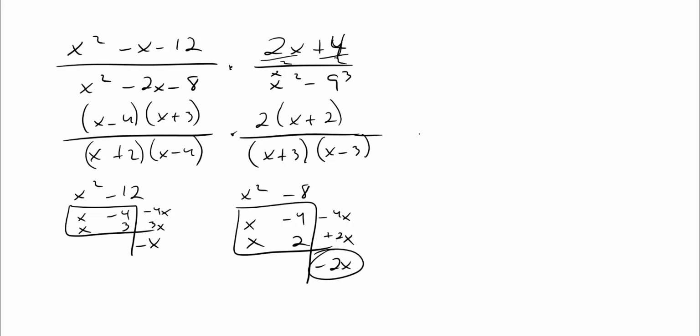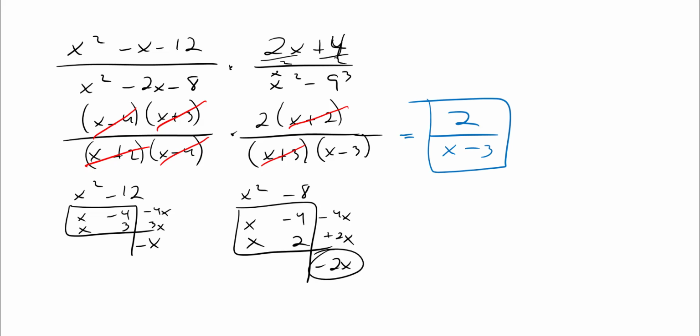So anything you can cancel from the top with the bottom, you do that. So let me look here. I have an x plus 2, so that's out of here. I have an x plus 3. Oh, that's good. Oh, I have an x minus 4. Sweet! So everything's gone except that 2 on top. So that's equal to 2, and on the bottom is just x minus 3. And that, math fans, is your final answer. Okay? Not bad, not bad.